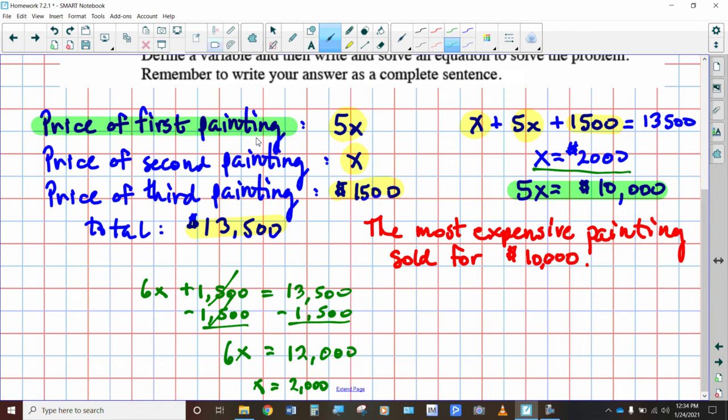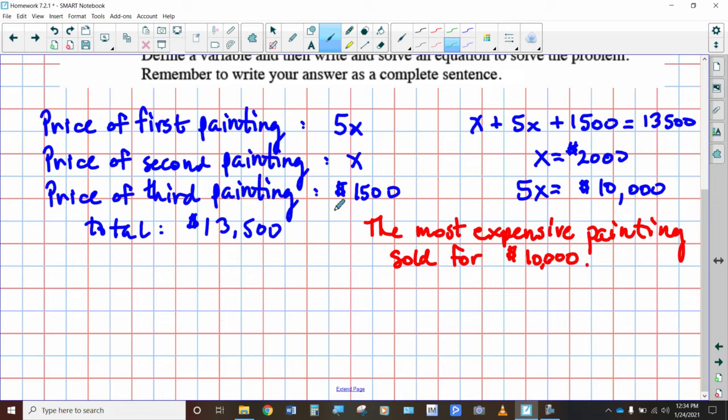And now, let's just make sure that we've got everything correct. We're thinking that this painting sold for 10,000. This painting is selling for 2,000. And the third painting sold for 1,500. So when you add those together, they do indeed add up to 13,500, which they do, so we know that we've got everything correct and we can declare our answer. The most expensive painting was the $10,000 painting.